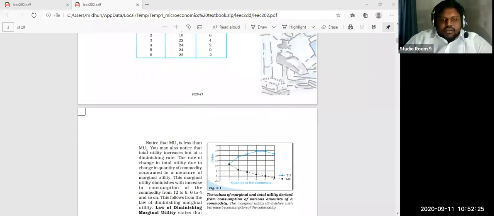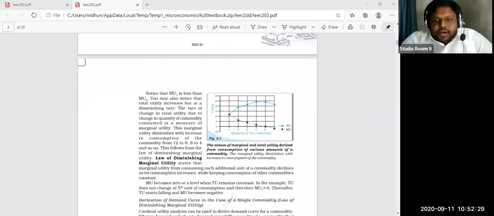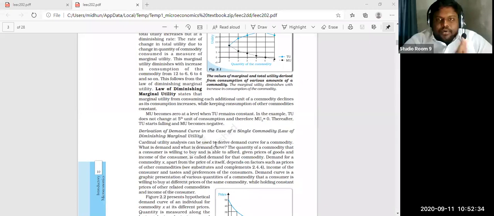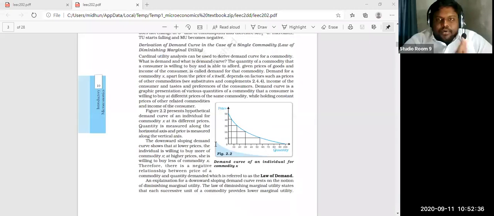Just coming to your textbook. In consumer behavior, we discussed almost all this behavior here. Demand curve of an individual for a commodity X. So it's not only one particular commodity. Whatever we are discussing is about the speciality of that particular commodity. Here the price of the commodity is increasing, and definitely you can see the quantity purchased is decreasing. Can you see, sir?